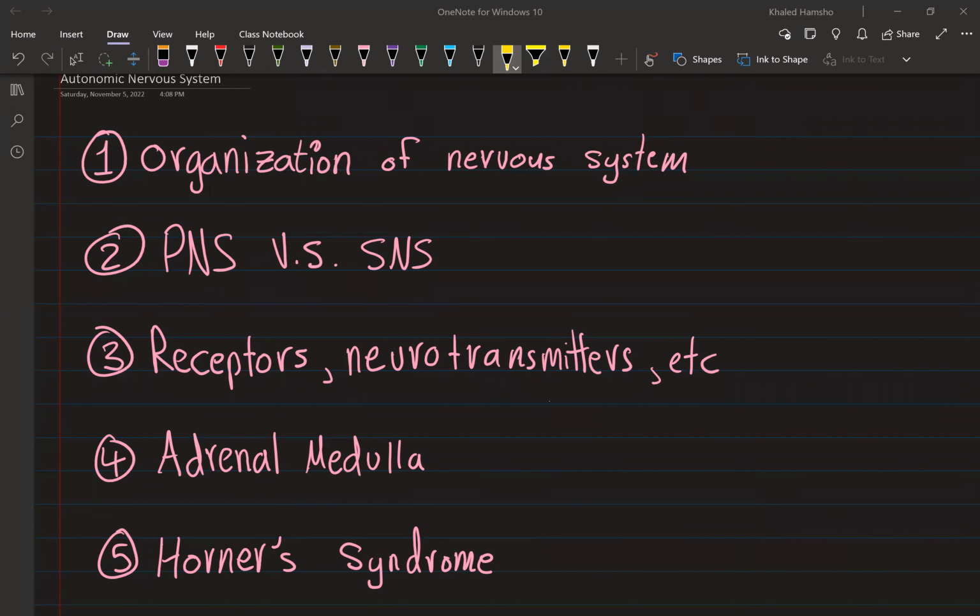Today, we'll be tackling the physiology portion of the autonomic nervous system. Inshallah, it'll be extremely easy. To my understanding, you guys just finished the anatomy session maybe 30 minutes ago. So, inshallah, everything will be simple.